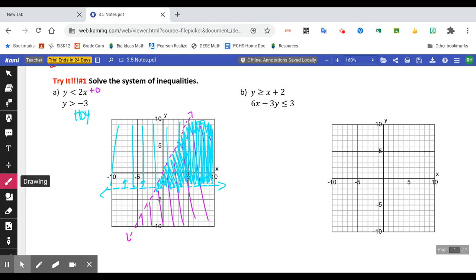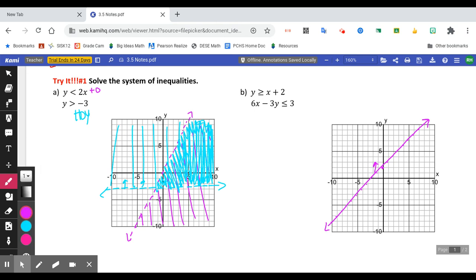Let's try the other one. Greater than or equal to x plus 2. So +2. 1 is our slope. It is a solid line. Greater than would be up here.